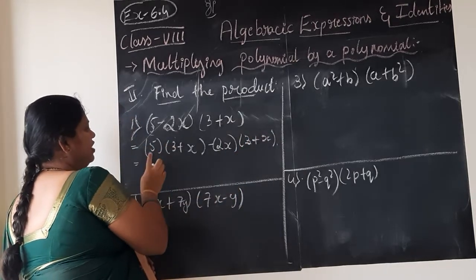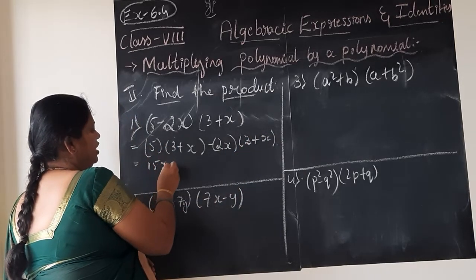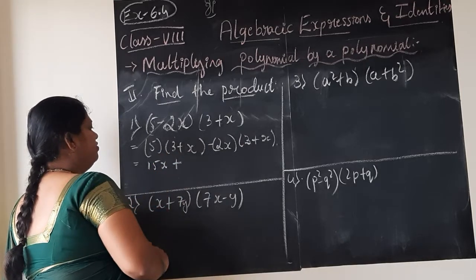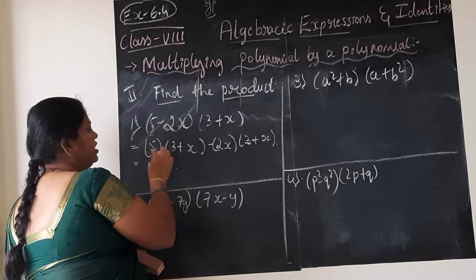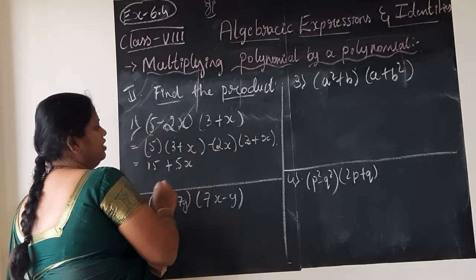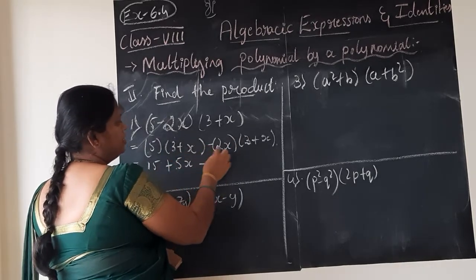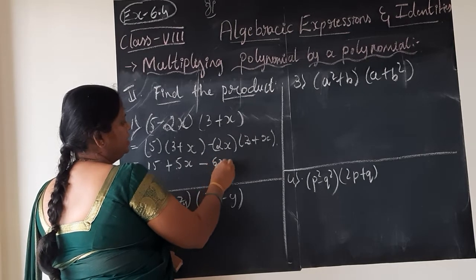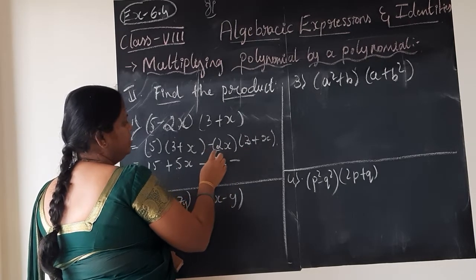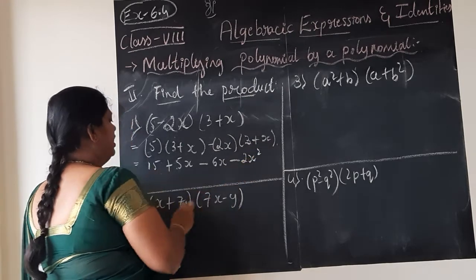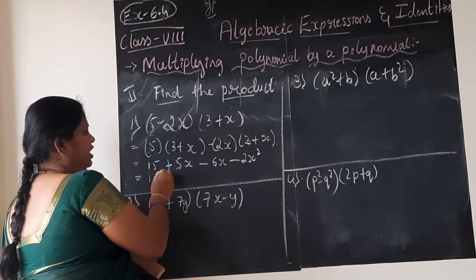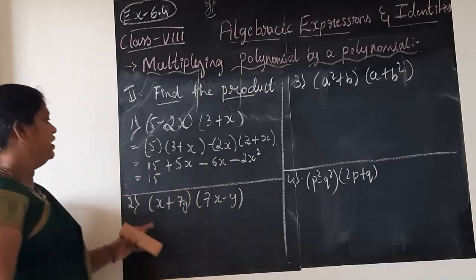Now multiply 5 inside. 5 3s are 15. Sorry, only 15. 5 into 3, 15, plus 5 into x is simply 5x. Minus into plus, minus. 2x into 3 is 6x. Minus into plus, minus. 2x into x is 2x square. So it is plus 15. Only one constant, so I am writing it as it is.